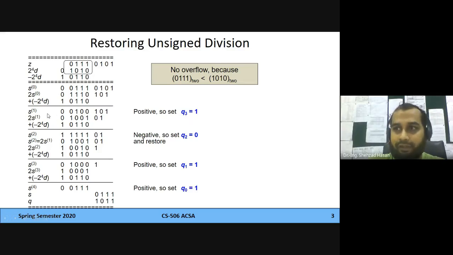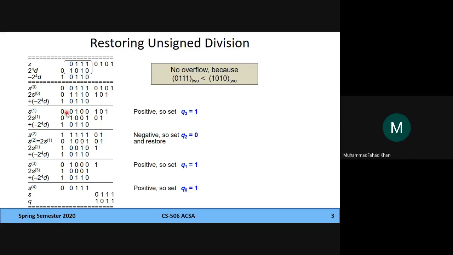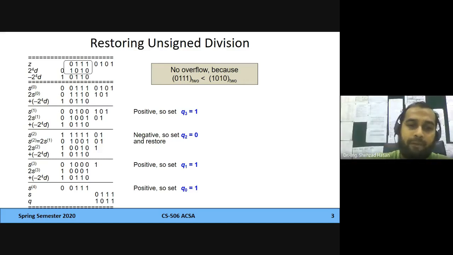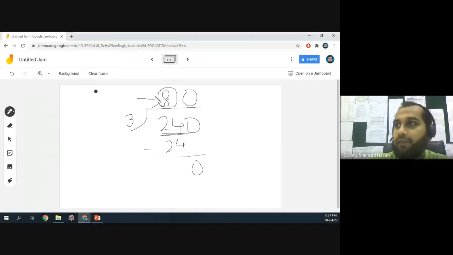Now let's go to the second step. Okay, so once we are here, sir, you are saying that if we have a positive number in the S1, then the quotient would be 1, right? Yes, that's exactly right. Okay, clear. So what we did is we did a trial subtraction, and our result is positive.